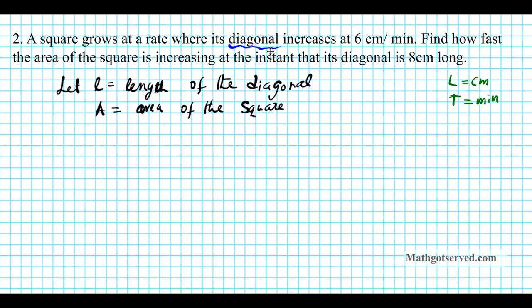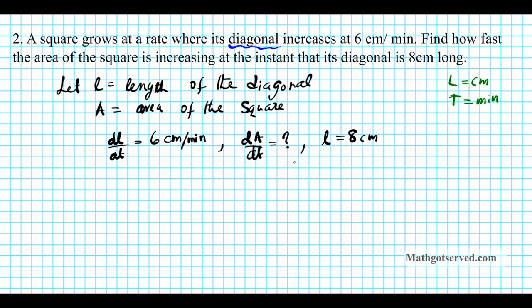All right, so let's look at this problem. It says the diagonal increases at 6 centimeters per minute. What does that mean? It tells us that dL/dt, the instantaneous change of the diagonal per unit time, is equal to 6 centimeters per minute. And it asks how fast the area of the square is increasing. So we're looking at a change in area, that's dA/dt. That's what we're looking for, so it is unknown. We need to find dA/dt the instant that the diagonal is 8 centimeters long, so when L equals 8 centimeters. So we need an equation with just dL/dt, dA/dt, and L, so that we can input the values of dL/dt and L, and solve for dA/dt.